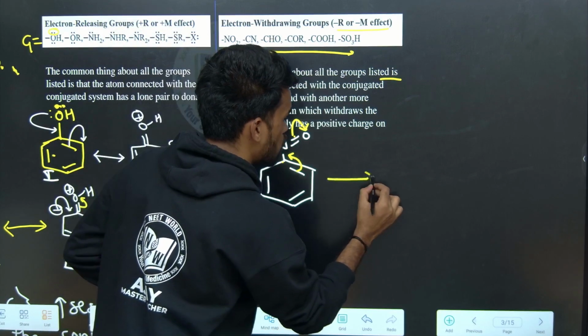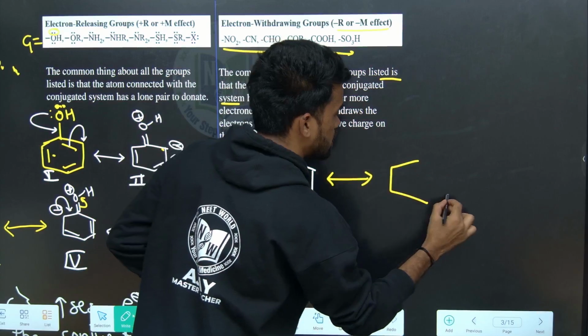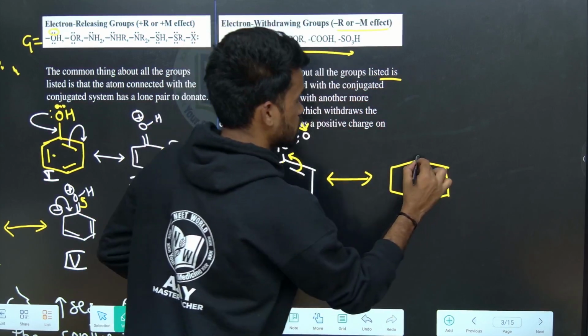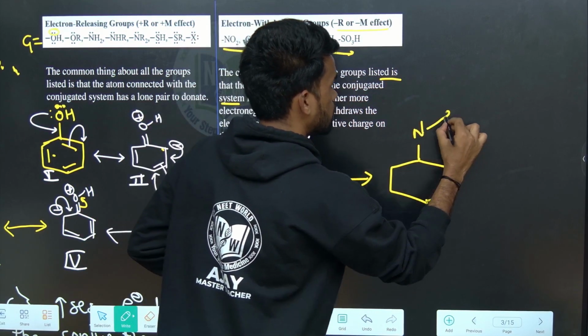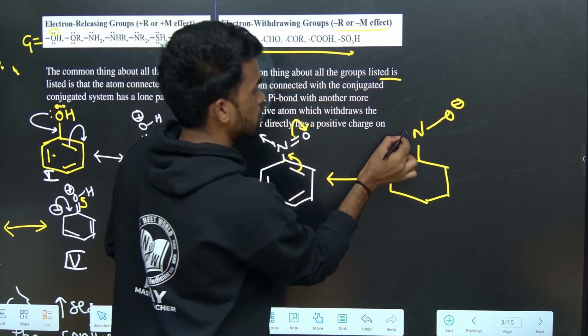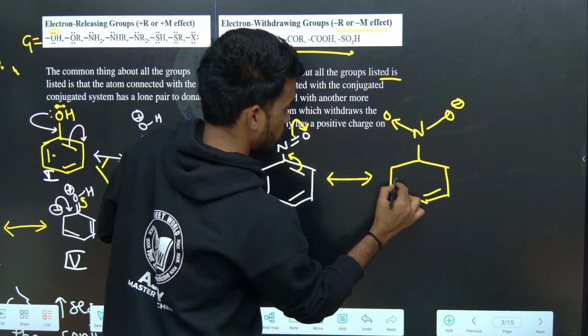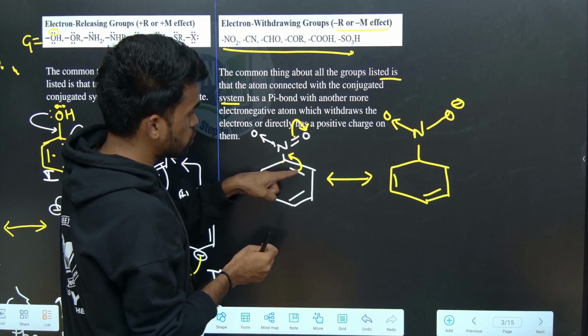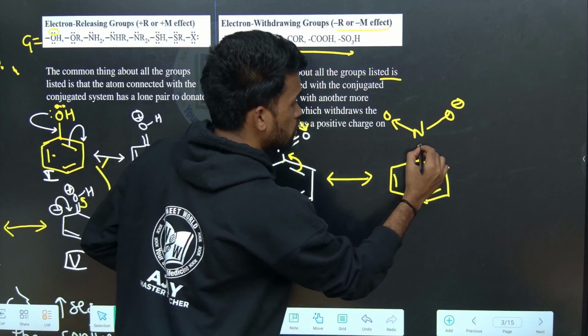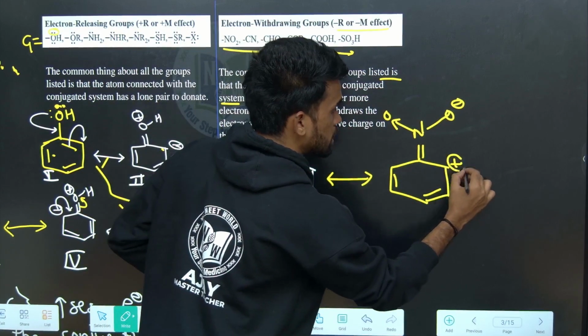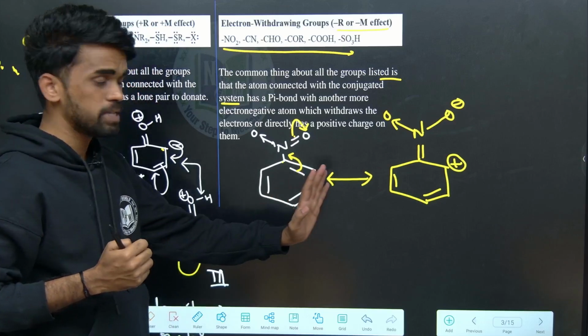So it means the conjugative system should be written like this. See, O minus, so write this as such. Now see, here we have like this. See, this bond should shift here, therefore a positive charge is seen at this ortho position. I hope this is clear.